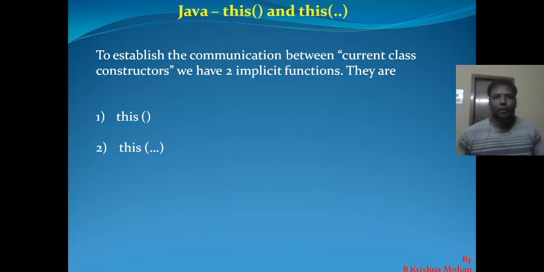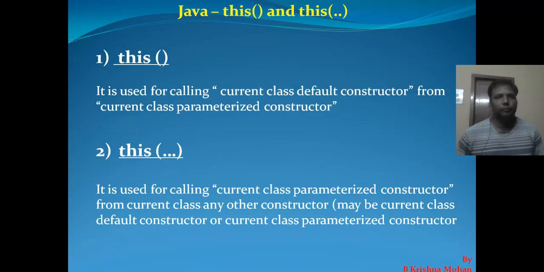Next, the first thing we are going for is this without any parameters. This is used for calling the current class default constructor from the current class parameterized constructor. This we will be seeing in a program.